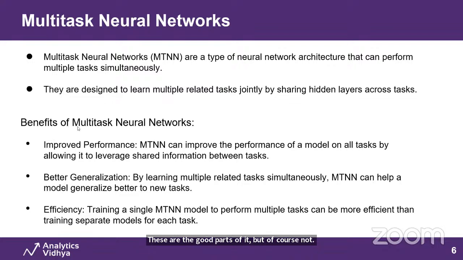Sometimes you might have tasks which actually don't help each other that well, or it might be difficult to train a model because the losses behave differently for the different tasks. So we need to assess whether multitask learning is beneficial or not. It's not that it's always going to help you, but in cases where it helps us, these are what we expect it to give us, right?